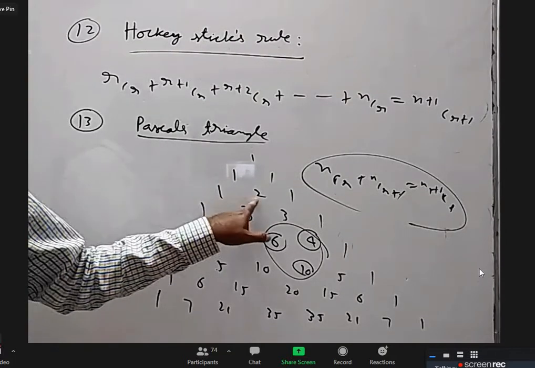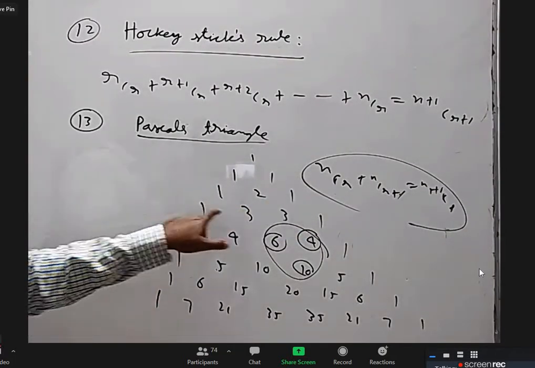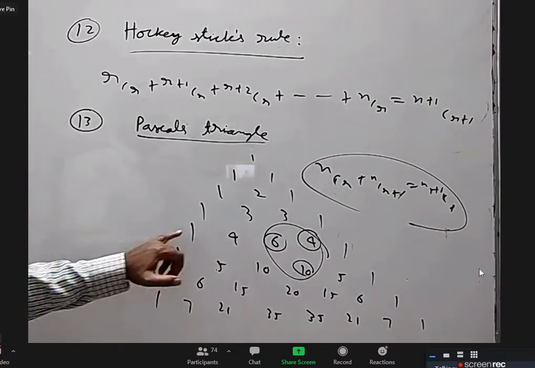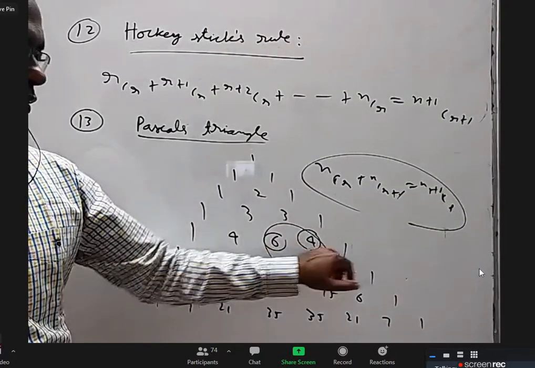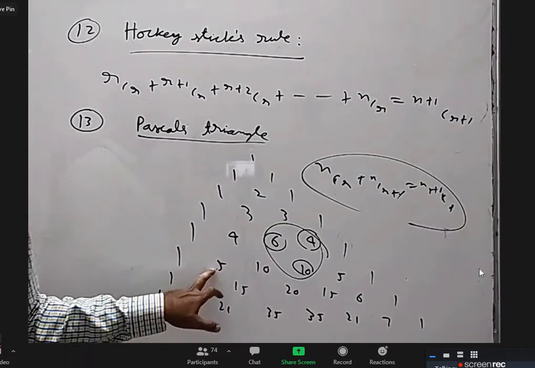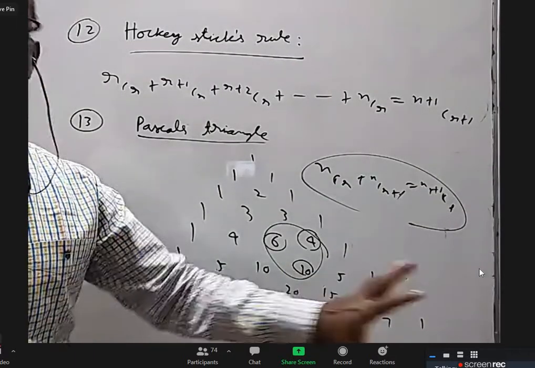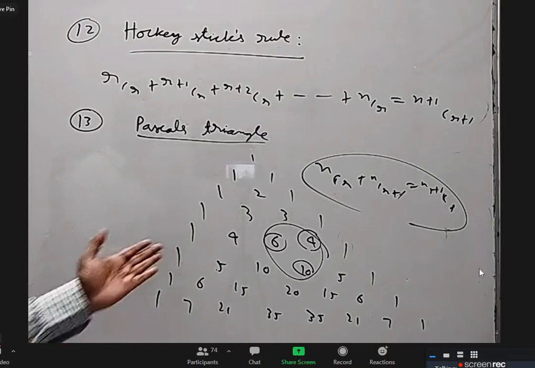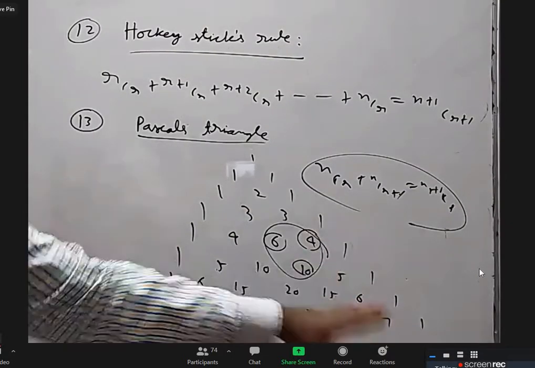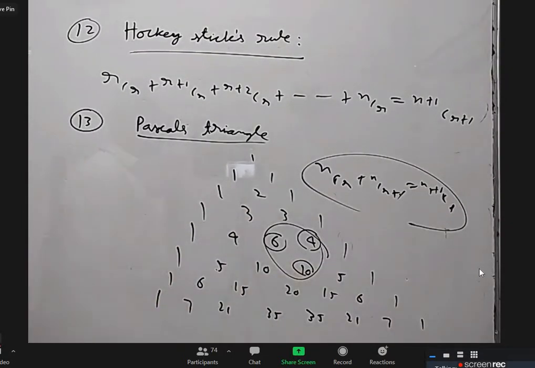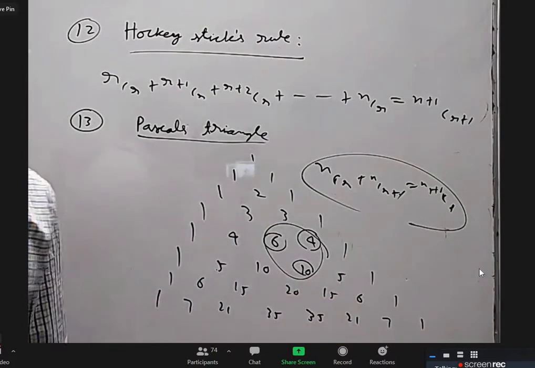This is 2C0, 2C1, 2C2. This is 3C0, 3C1, 3C2, 3C3. 4C0, 4C1, 4C2, 4C3, 4C4. This is 5C0, 5C1, 5C2, 5C3, 5C4, 5C5. These are those values. In fact, you can see there is a symmetry. The beginning elements and the last elements are same. That is because of the formula nCr equals nC(n minus r).